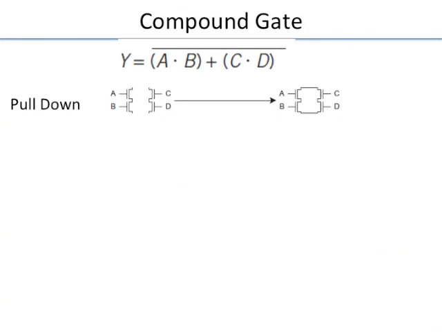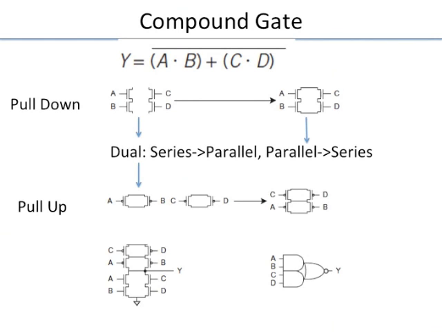Once I get my pull down network, pull up is just a simple algorithmic transformation. You can apply that. You can also start to think in terms of PMOSes directly, but unless you are comfortable working with the complements, it can become a little difficult. It's much easier to just do this simple algorithm: any series transistors you connect in parallel, and any parallel becomes series.